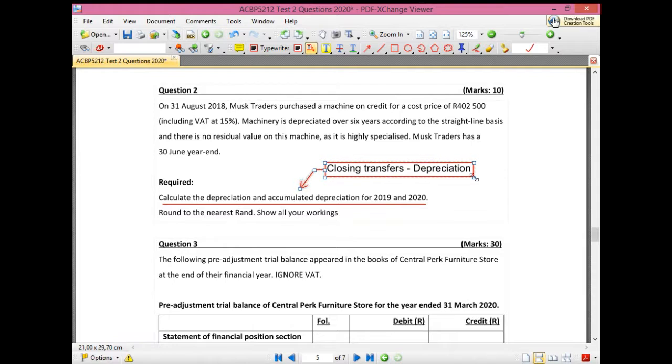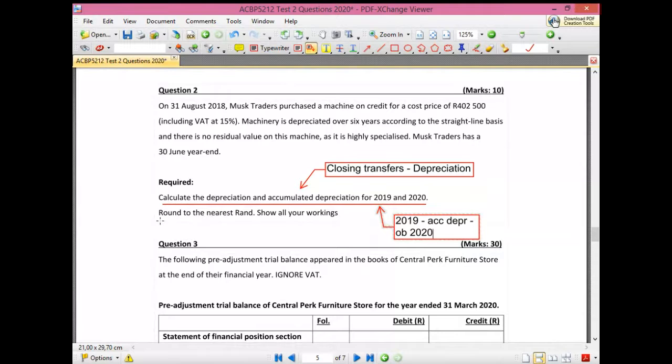Okay, now if we have to calculate it, we have to calculate it for 2 years. So what it would mean is 2019 accumulated depreciation would then also be the opening balance for 2020. Okay, so that is just something to remember.